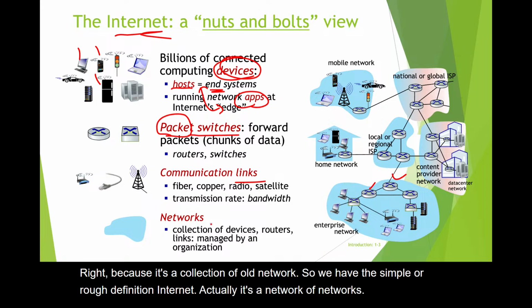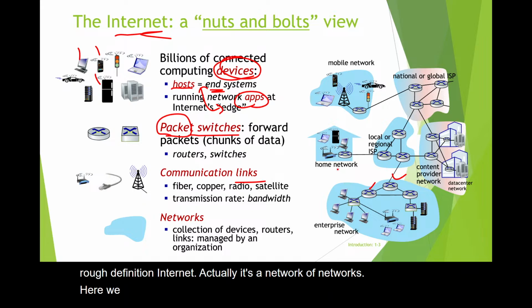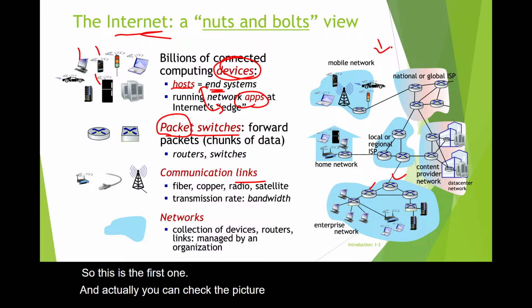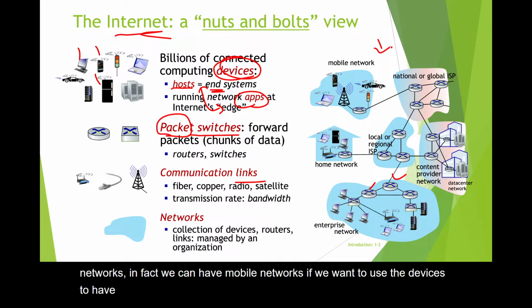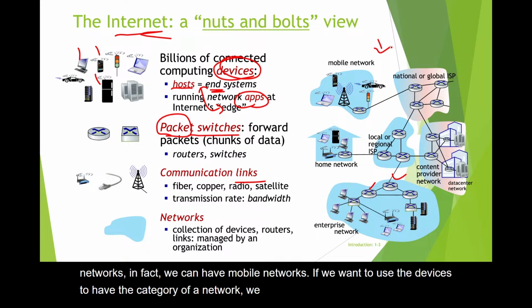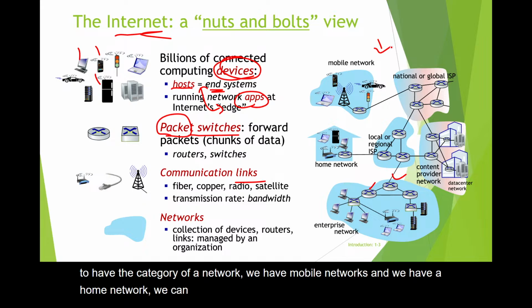Well, here we have the components view, and here we call it the nuts and bolts view. So this is the first one. And actually you can check the picture here, right? If we want to find many networks, in fact, we can have mobile networks, if we use devices to categorize a network. We have mobile networks, and we have a home network. We can have an enterprise network.